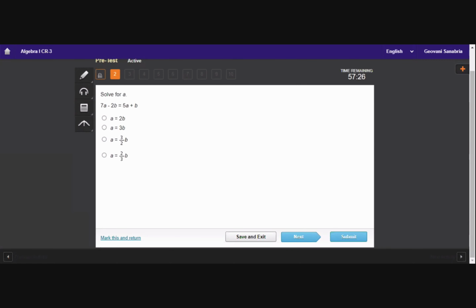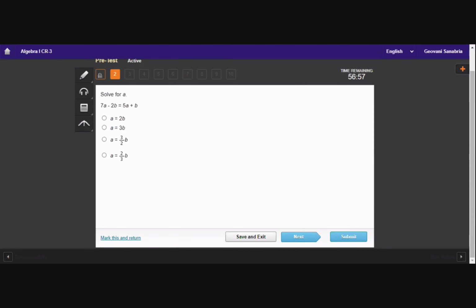Oh, that's kind of the same, right? This one has more. But yeah, so you see how there's an A on both sides? You can treat it similar to what we've done before. Get the A's to one side. So I would say get the A's to the left side.